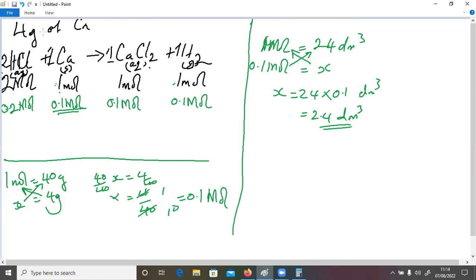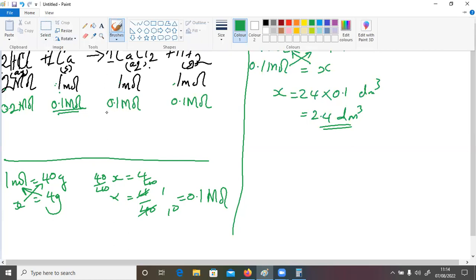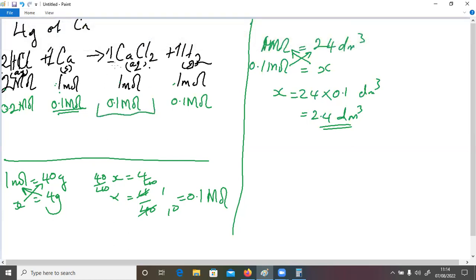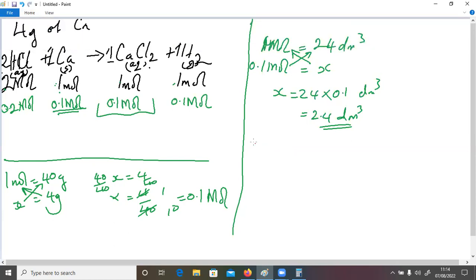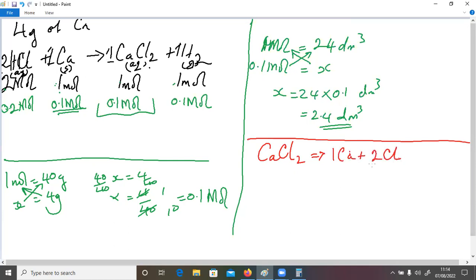The other question was asking about maybe the mass of calcium chloride that we are going to produce in there, although it is already dissolved, but we can find it. It will be given by what? I need to find the formula mass for calcium chloride, and the formula mass will be one calcium plus 2 chlorides. 1 calcium is 40, plus 2 chlorides, 1 chloride is 35.5. This is 40 plus 71, and this is 111 grams.